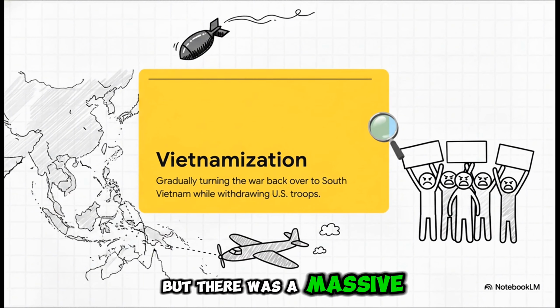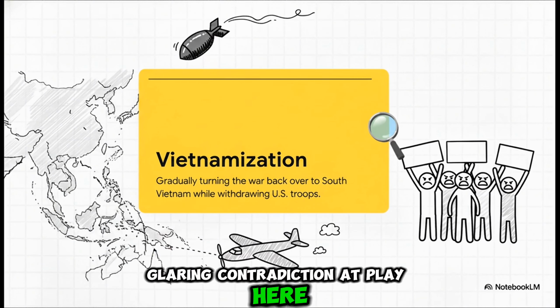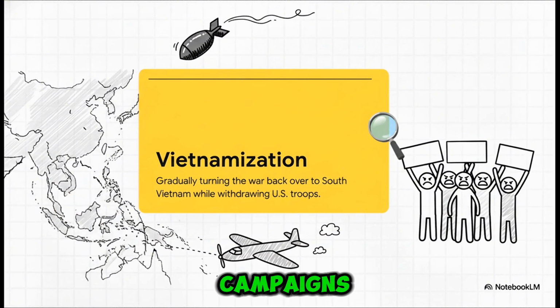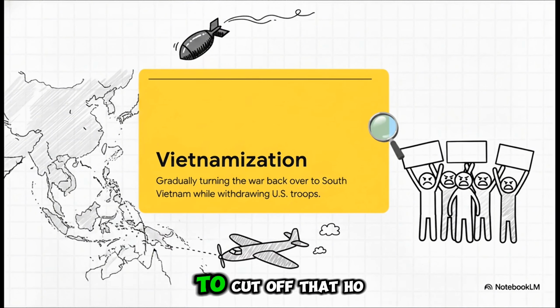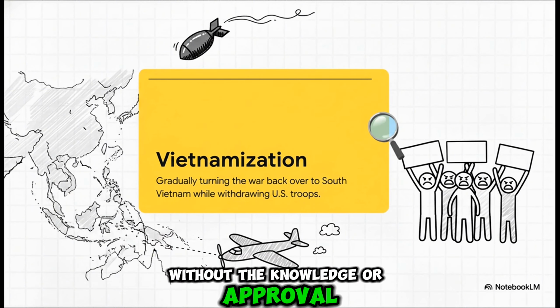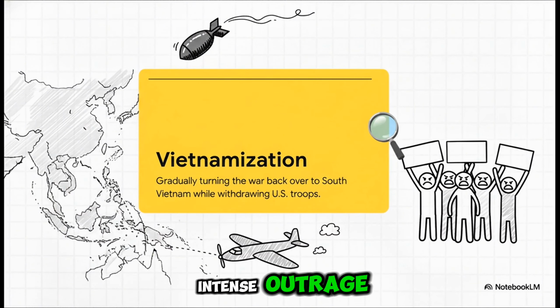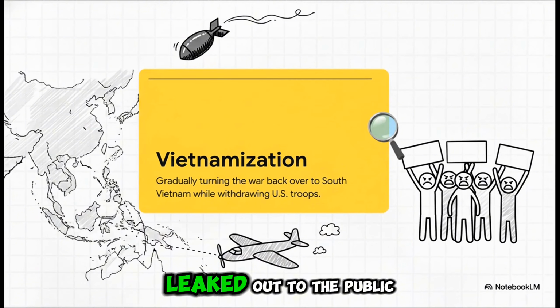But there was a massive, glaring contradiction at play here. While publicly promising peace, Nixon secretly expanded massive bombing campaigns into neighboring Cambodia and Laos to cut off that Ho Chi Minh Trail, and he did this entirely without the knowledge or approval of Congress. Naturally, this only sparked even more intense outrage and fiery protests when the truth finally leaked out to the public.